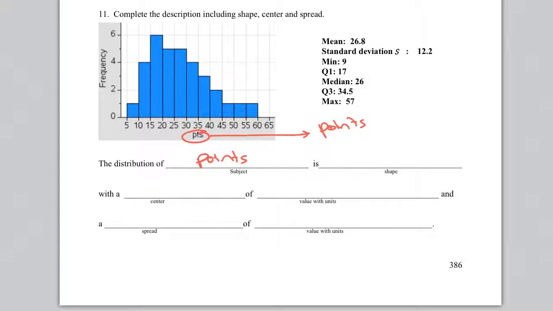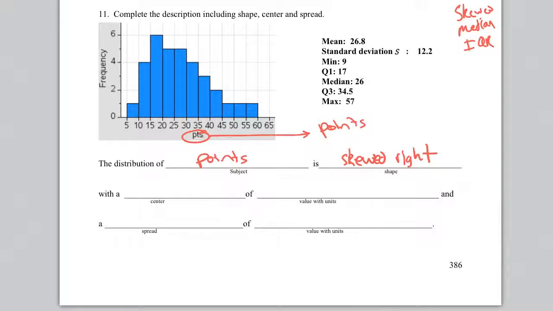is, and then here we describe the shape. This shape appears to be skewed right, because there's more data on the left and the tail goes off to the right. So this data is skewed right. And if it's skewed right, that means it's not symmetric. So if you think back to your flow chart, when it is skewed, we want to use median and IQR. Okay, so skewed, median, IQR.